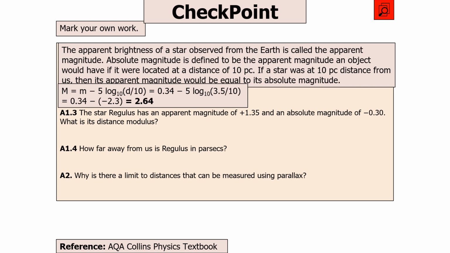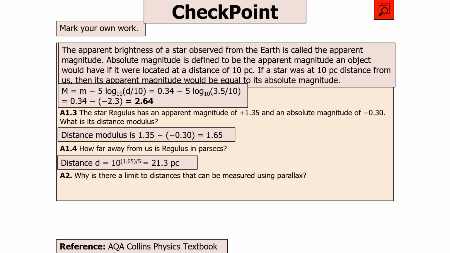The distance modulus is that small m minus big M value that you can get. So you're just subtracting the two numbers, but remember you're subtracting a negative, so it's actually going to add, so therefore it's 1.65. The next one, how can you work out the distance? Well, you can then use that in that equation, m minus M equals 5 log d over 10, work it through, and we get 21.3 parsecs. Remember how to get rid of that log is going by 10 to the power.